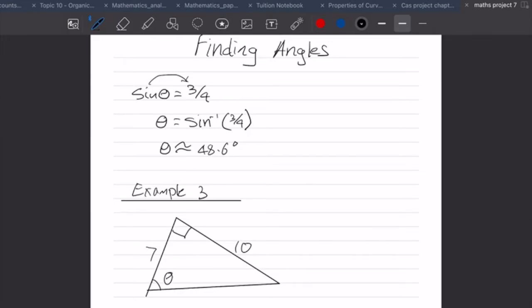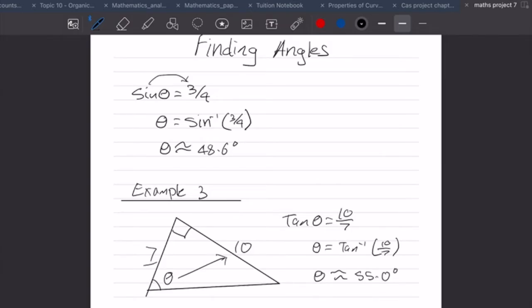So here, from the angle, we have no hypotenuse, but we have the opposite side and the adjacent side. So we know we can use tan. So tan theta will equal opposite over adjacent, so 10 over 7. Now to find theta, theta equals tan inverse 10 over 7. You put this into your calculator, you get theta as approximately 55 degrees.